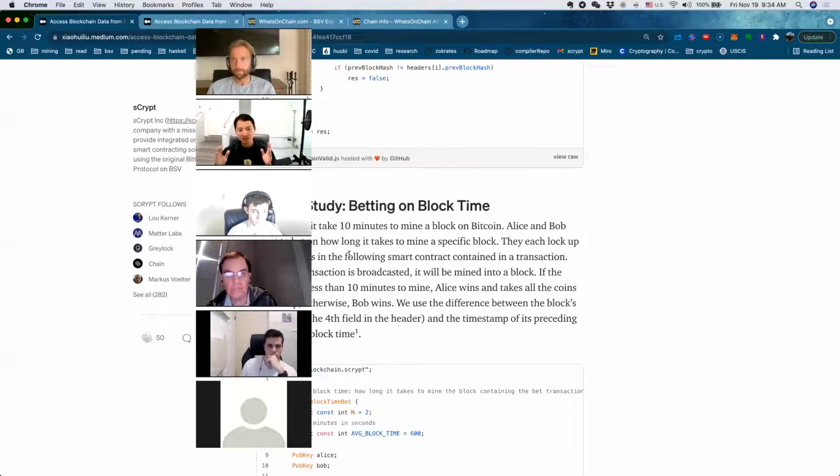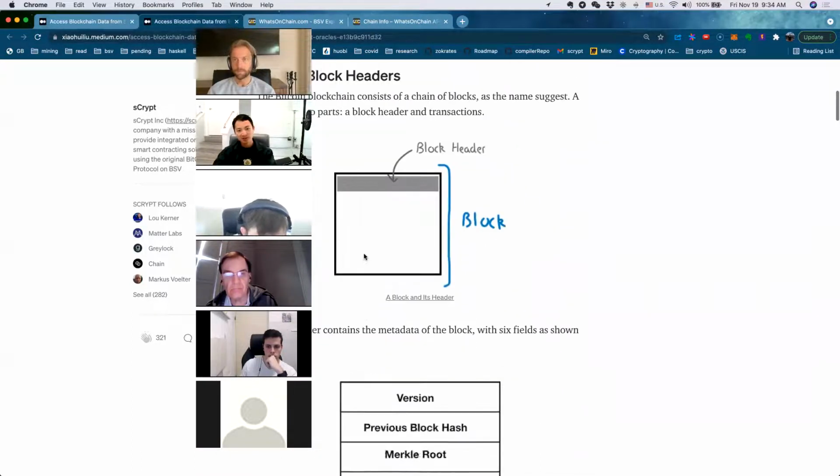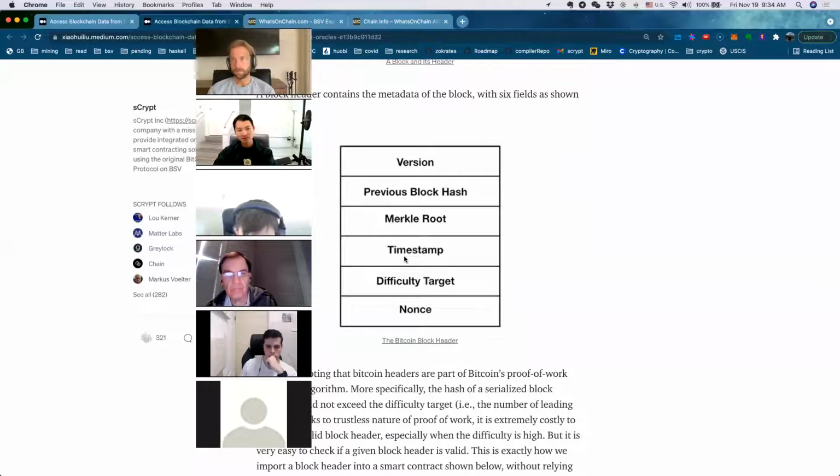I also put a simple example here. Once you have a chain of blocks, for example 2 blocks, you can compute all kinds of things, because in the block header, if you remember from the last article, there's a field called the timestamp. So basically this is the time the block is mined.